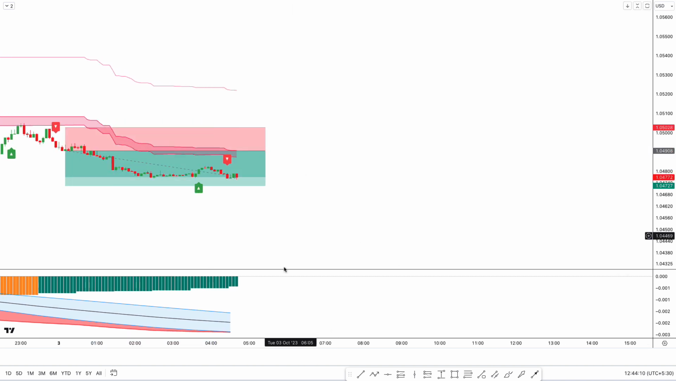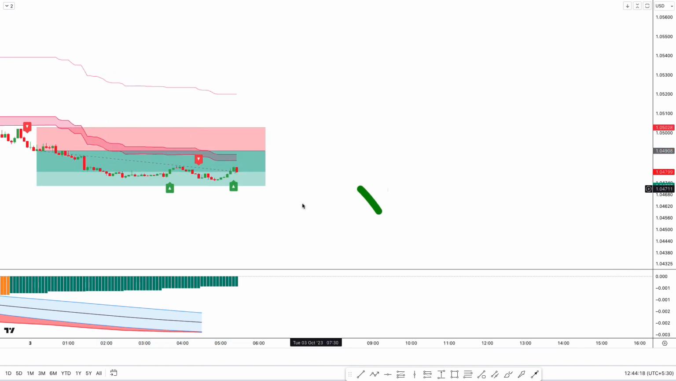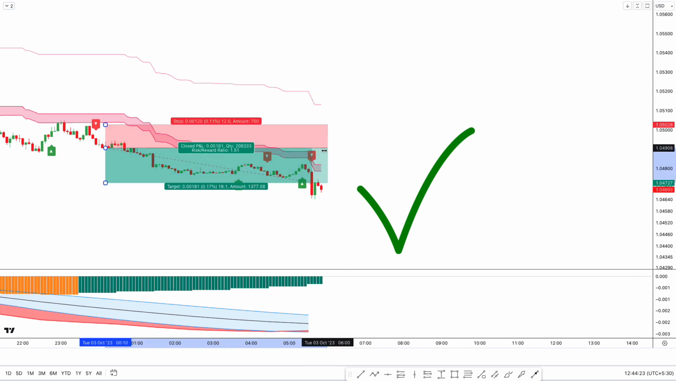Let's review how this trade performs. And this trade easily wins.